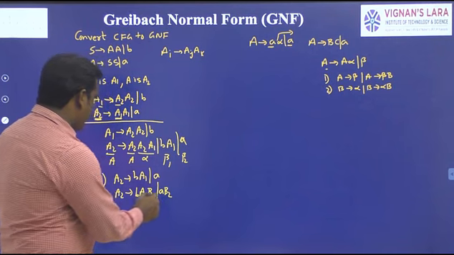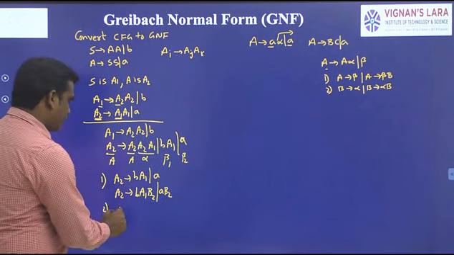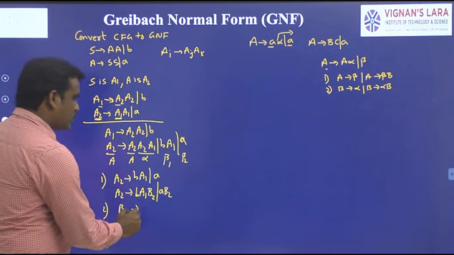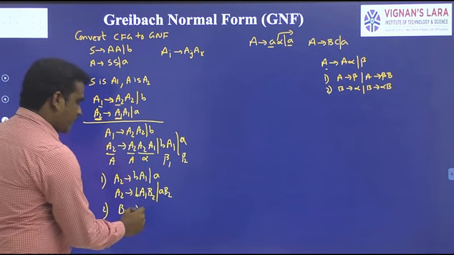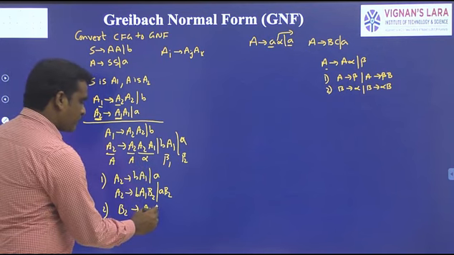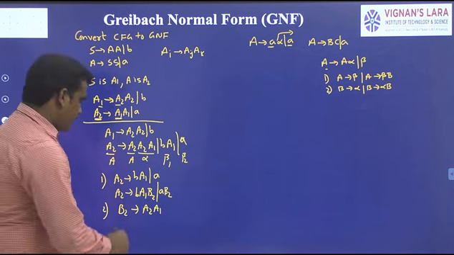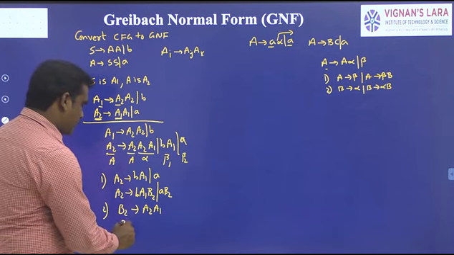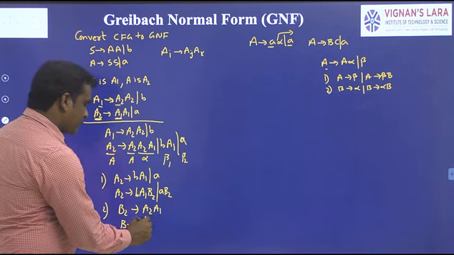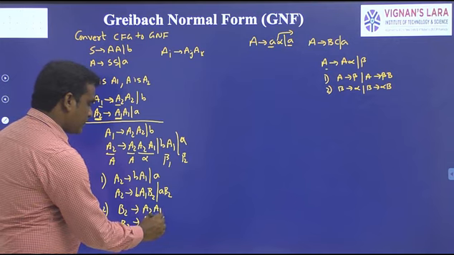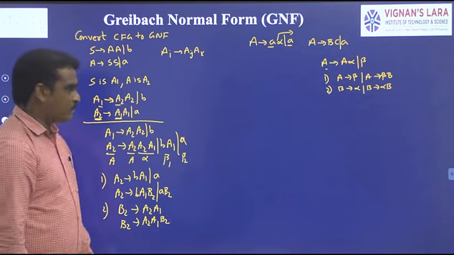Now define B2. What is B2? B2 to alpha. What is alpha? A2 A1. And again the same production includes the same variable, that is B2.